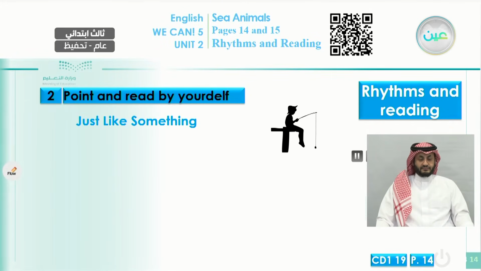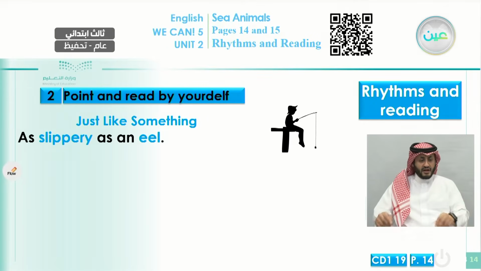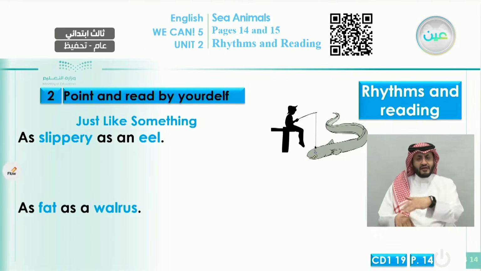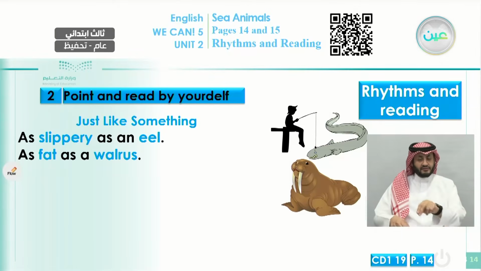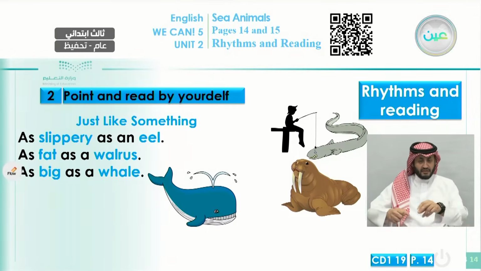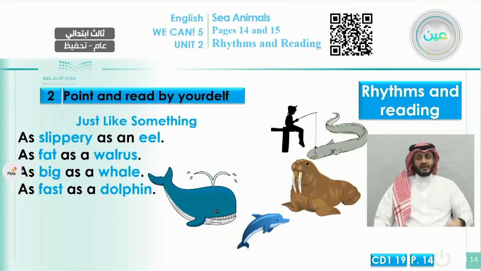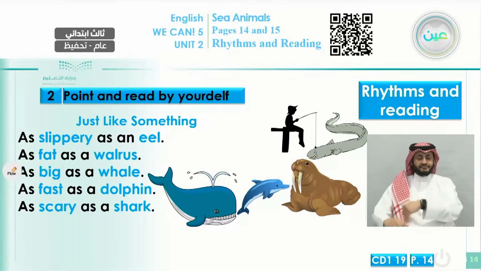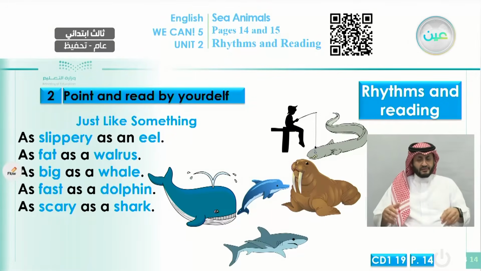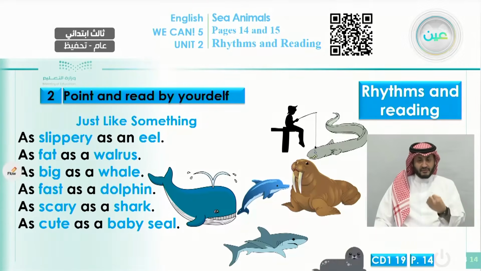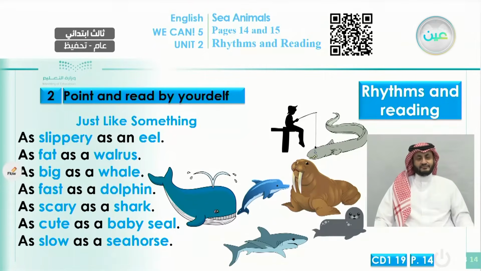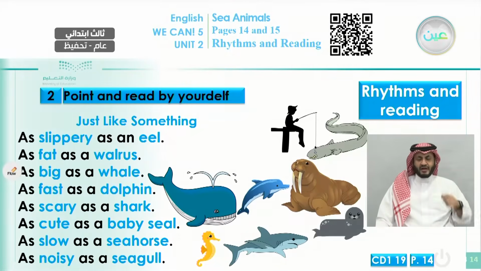Exercise 1. Listen, chant, and do. Then practice in pairs. As slippery as an eel. As fat as a walrus. As big as a whale. As fast as a dolphin. As scary as a shark. As cute as a baby seal. As slow as a seahorse. As noisy as a seagull.